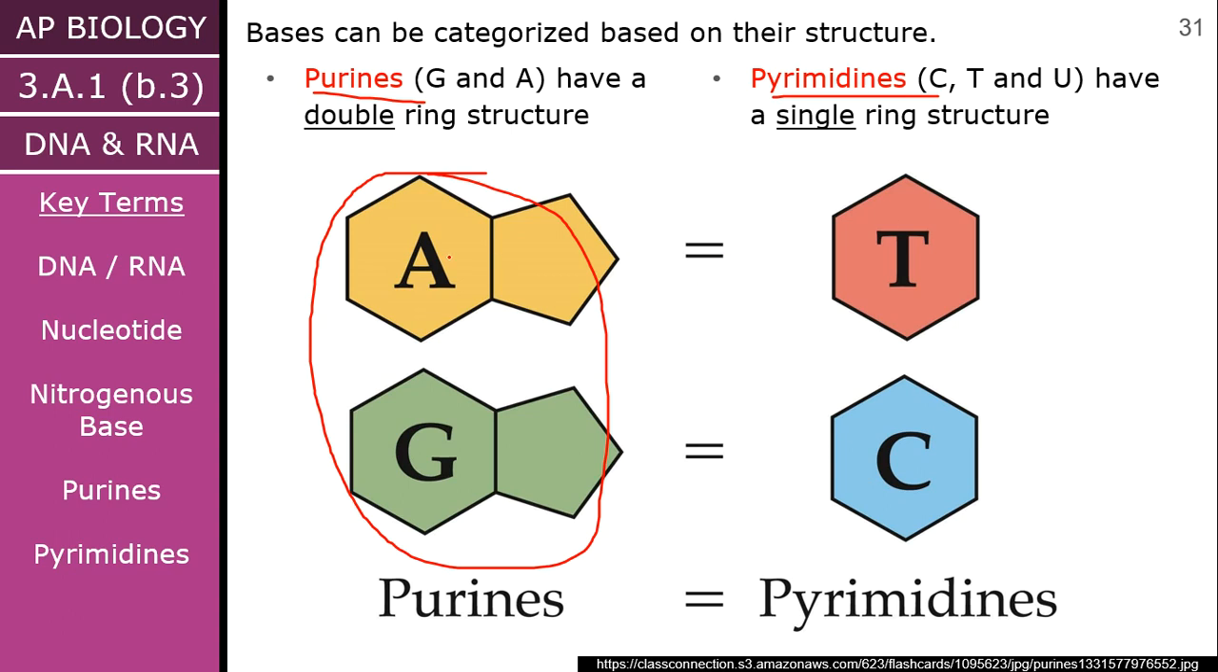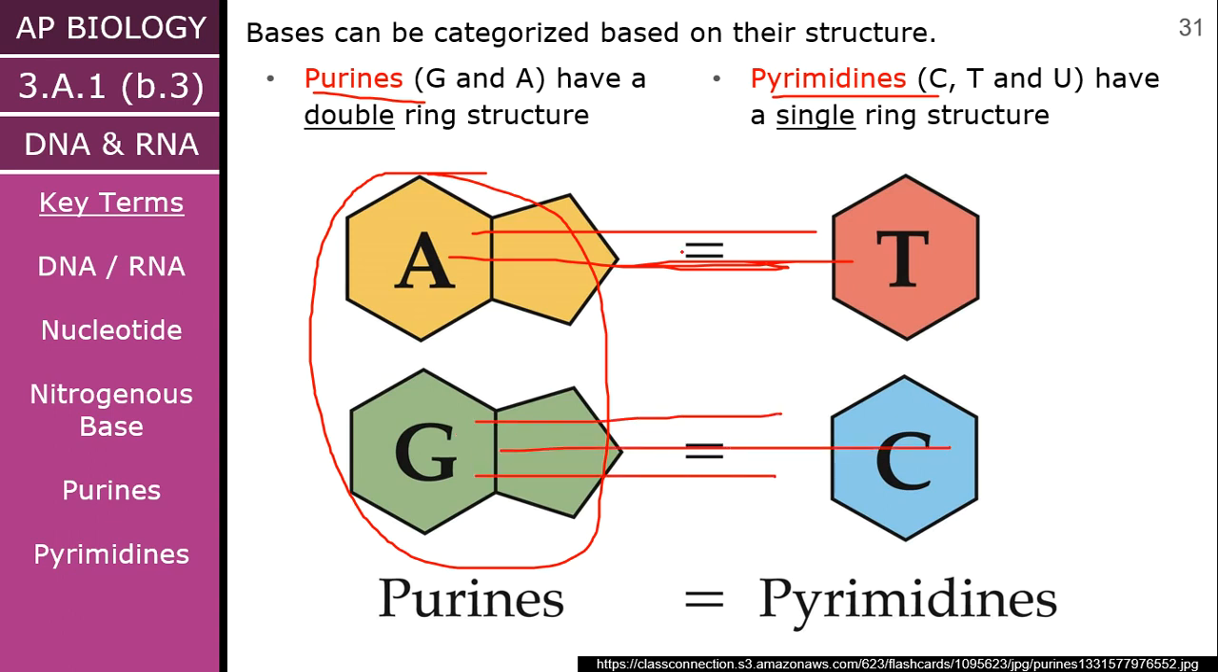And so these guys like to hang out. The A and T like to hang out, right? They have 2 hydrogen bonds between them. The G and C like to hang out. They have 3 hydrogen bonds between them.